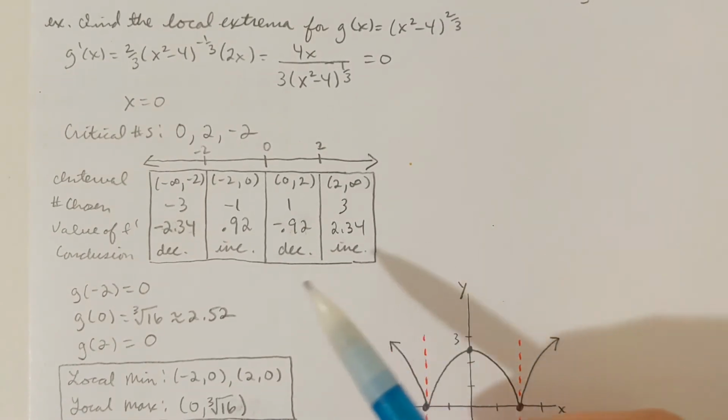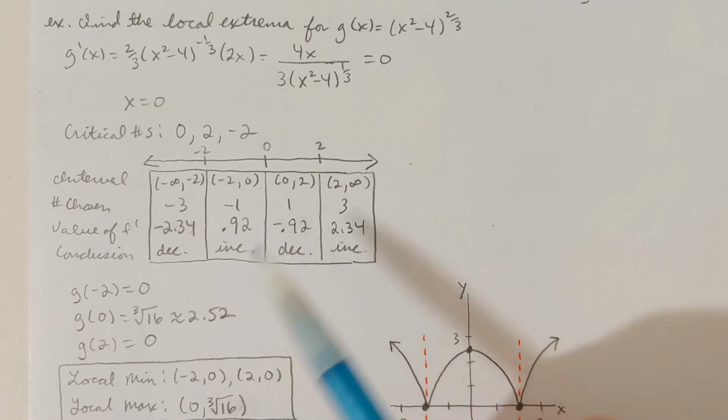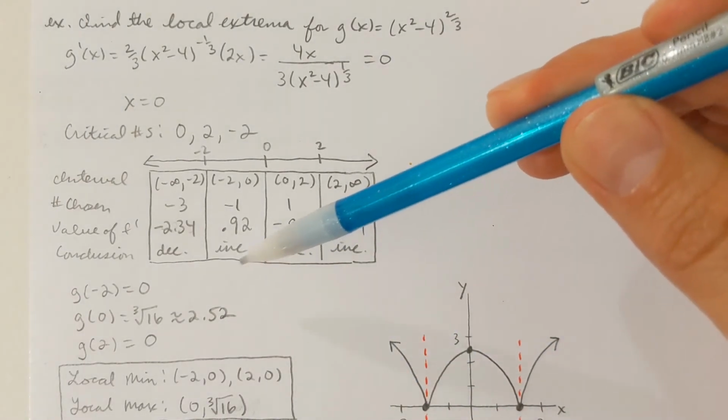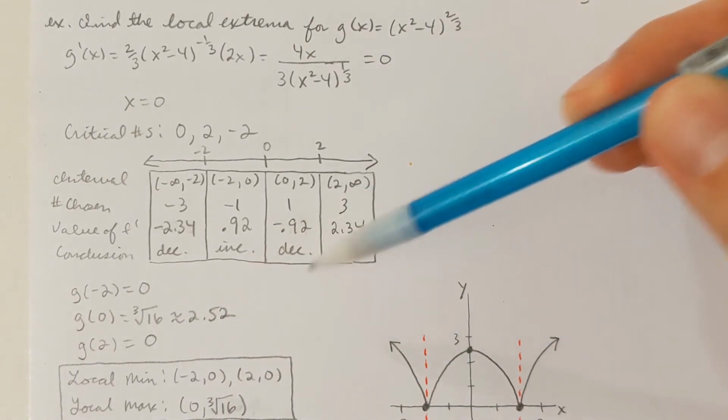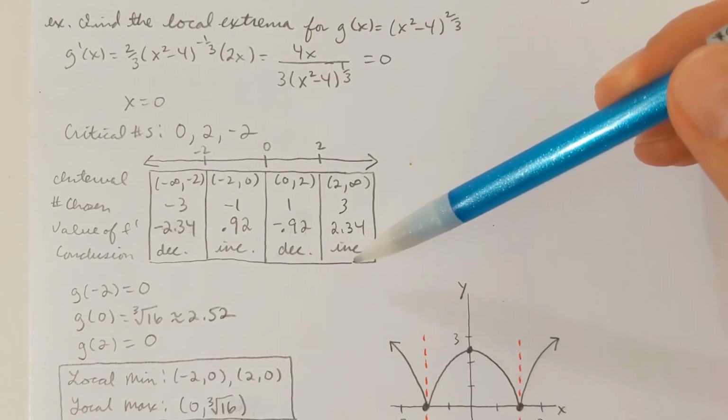Okay, now I'm decreasing and then increasing. That's going to produce a local min. I'm increasing and then decreasing. That's going to be a local max. And then decreasing and increasing. That's going to be another local min.